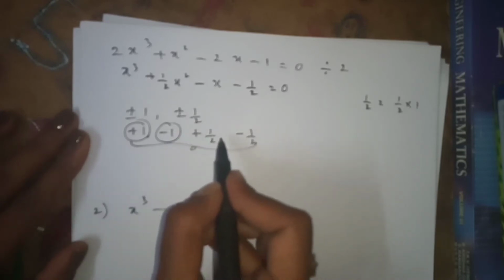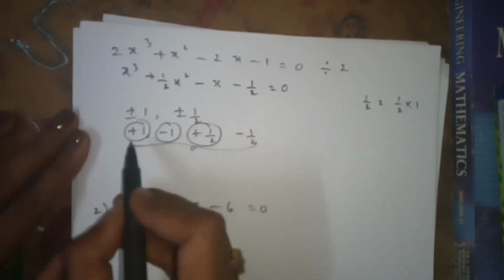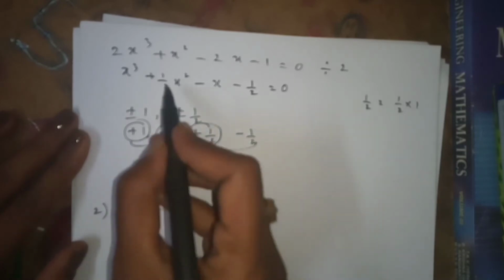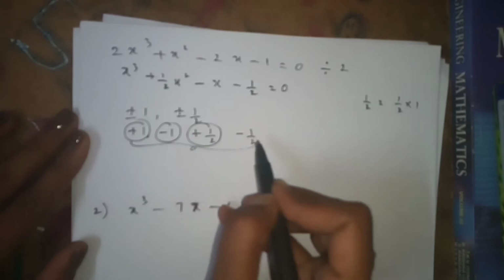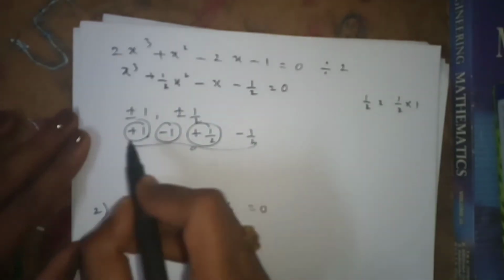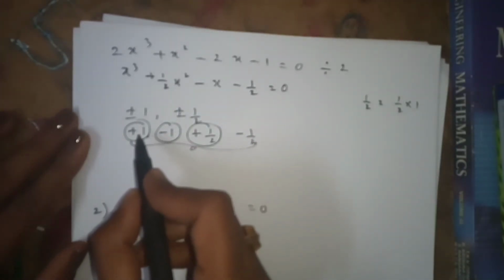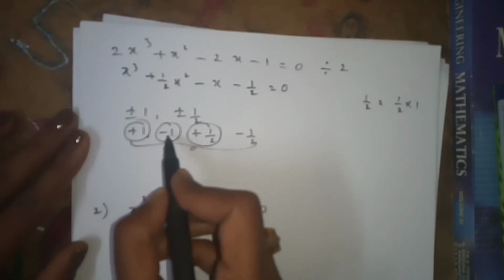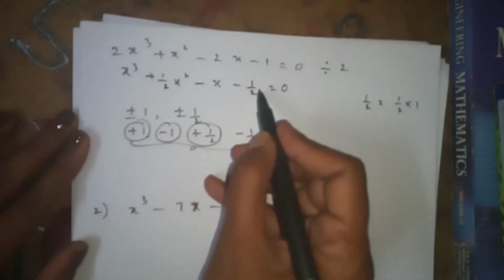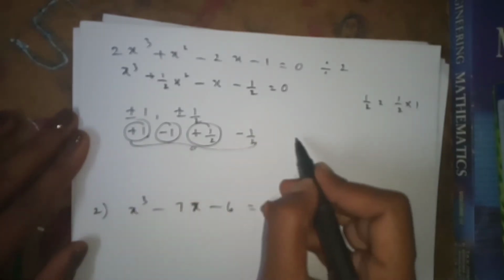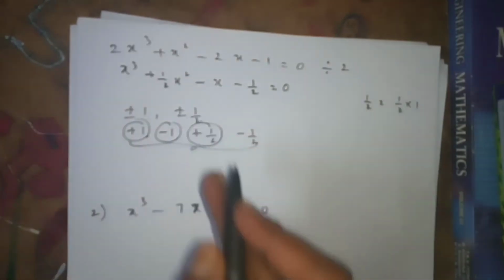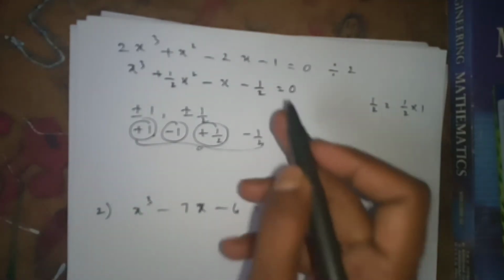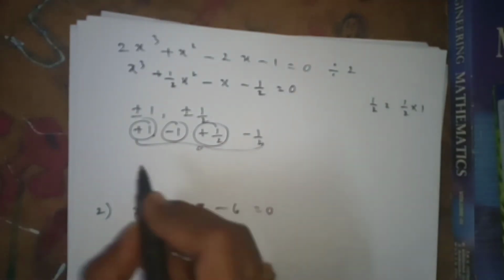If you observe very carefully, plus 1 and minus 1 get cancelled, leaving plus 1 by 2. The sum of all the 3 numbers is plus 1 by 2. For the product, 1 into plus 1 into minus 1 is minus 1, and minus 1 into plus 1 by 2 is minus 1 by 2. That means the sum of these 3 numbers is equal to the coefficient of x square, and the product of these 3 numbers is the constant term along with the sign.